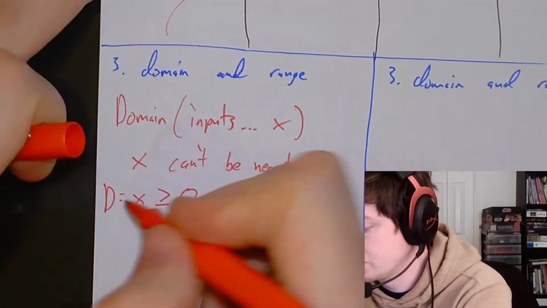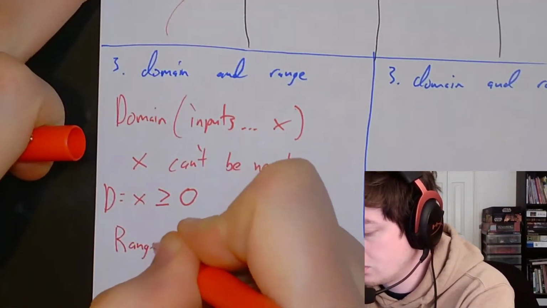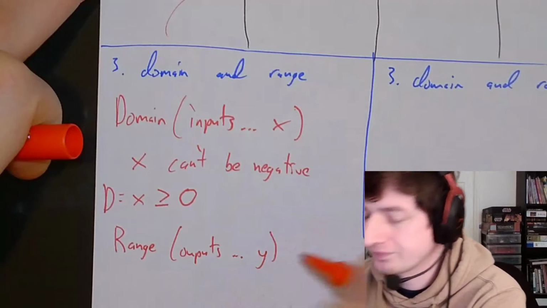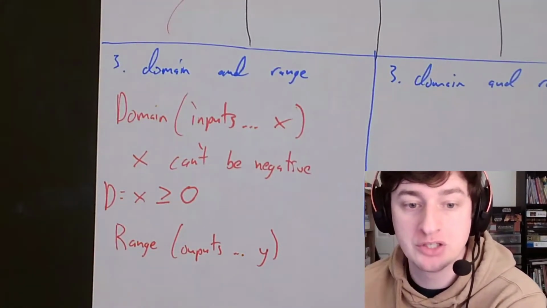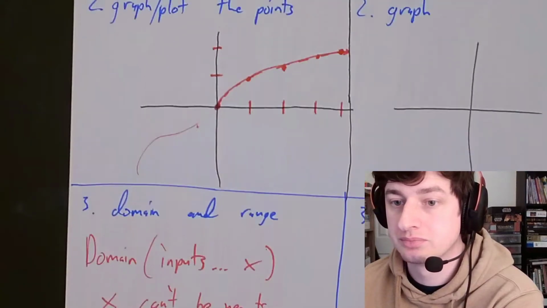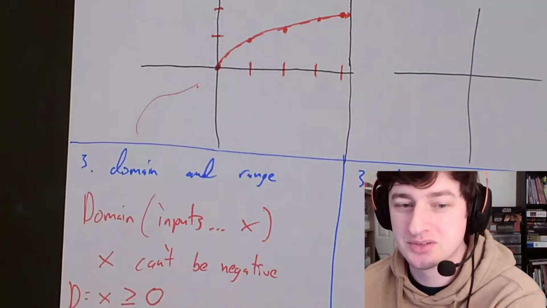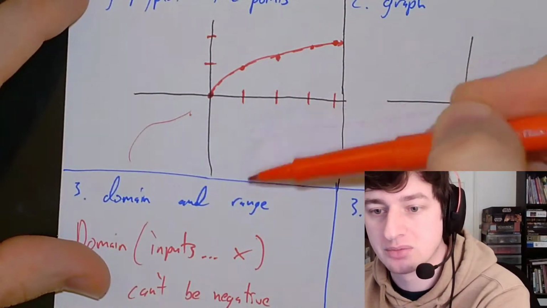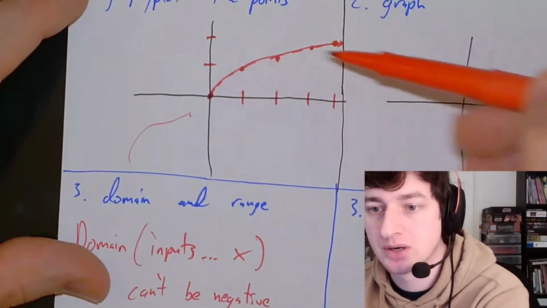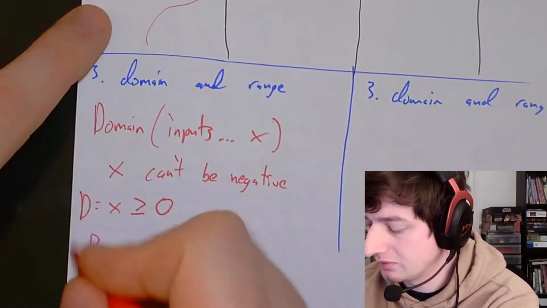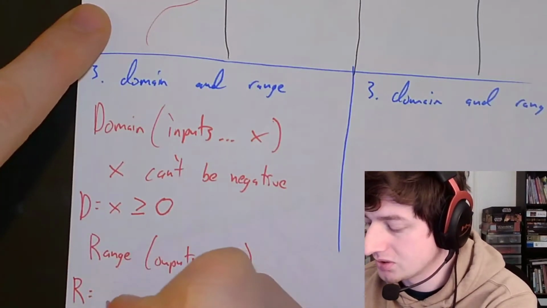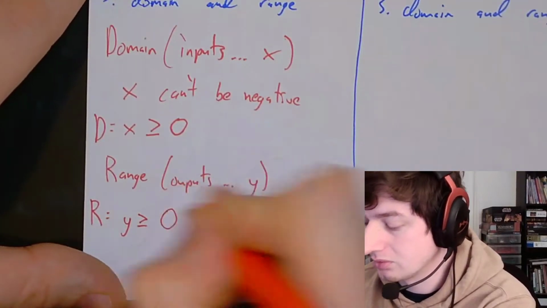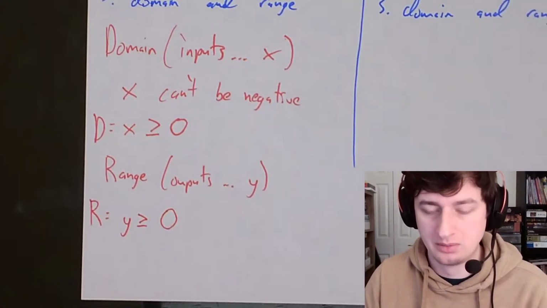The range is all the outputs. It's all the y values. And if we look at our graph, we have the same issue. Because we're looking at square roots and we can't put negatives into square roots, it's never going to be down here. It's never going to be negative. So it's only the positive y values. So in the same way, the range is going to be y is greater than or equal to 0 again. And that's it.